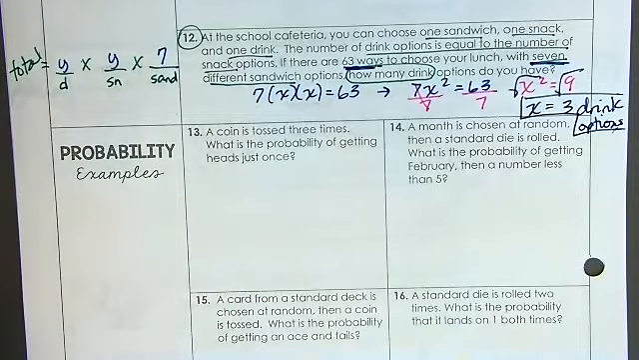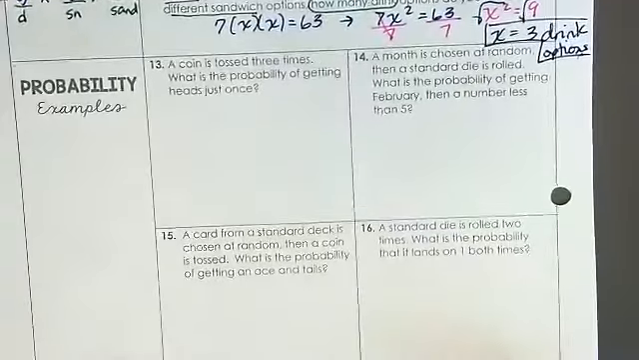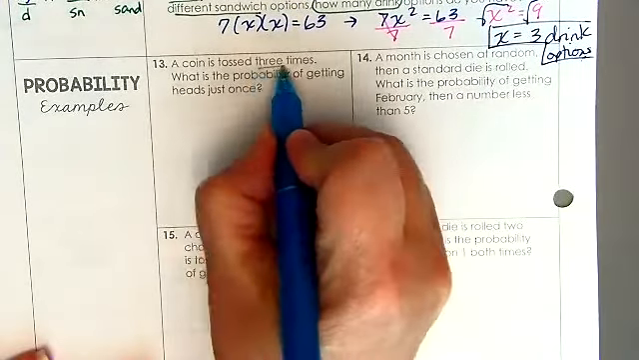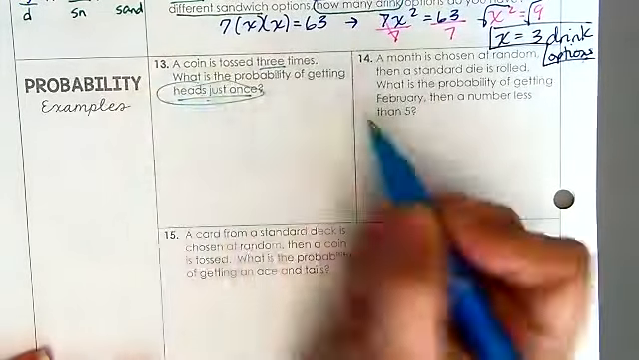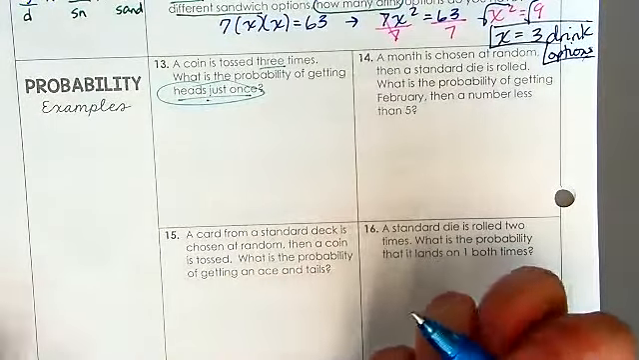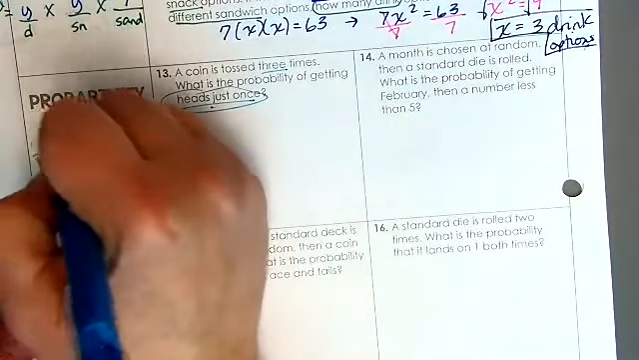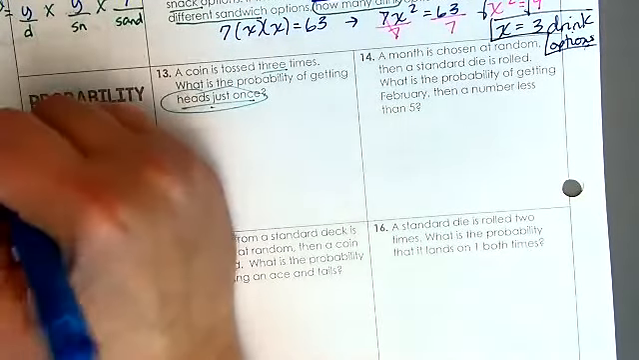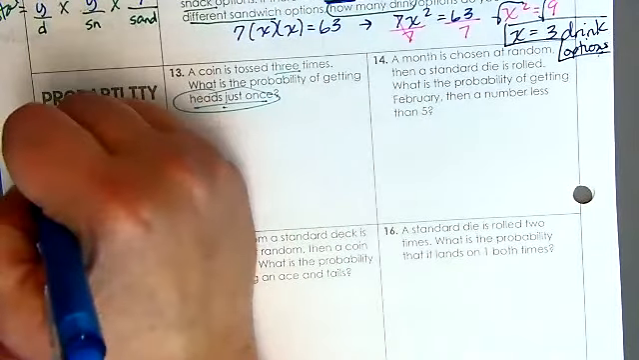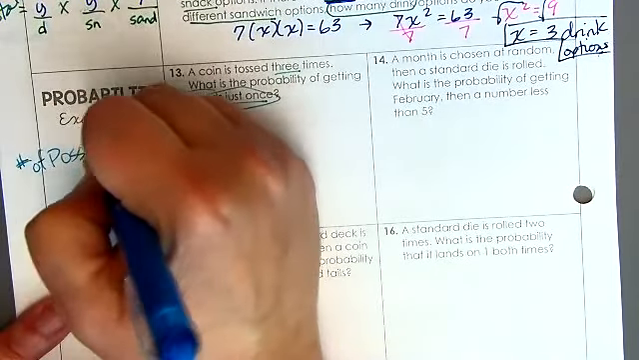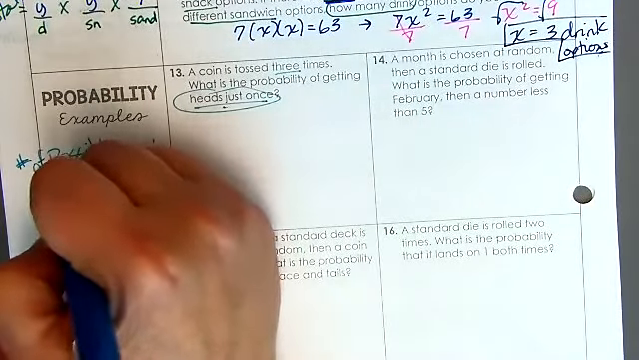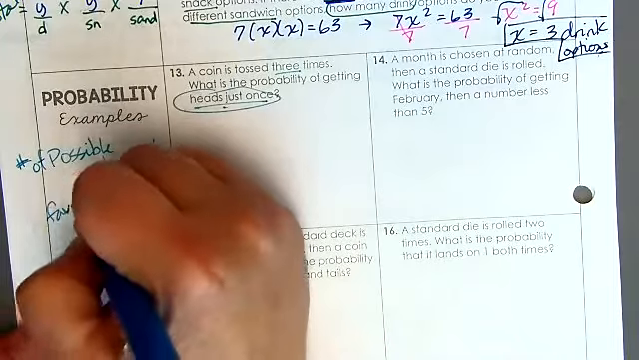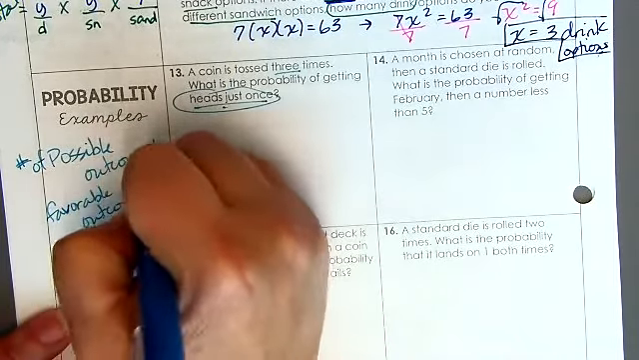Okay. A few more examples. This is a long video, guys, because there's a lot here. All right. 13. A coin is tossed 3 times. What is the probability of getting a heads just once? So we want heads once, but it's tossed 3 times. Okay, well, you need to always list the number of possible outcomes, and then list the favorable outcomes, the ones that you want.